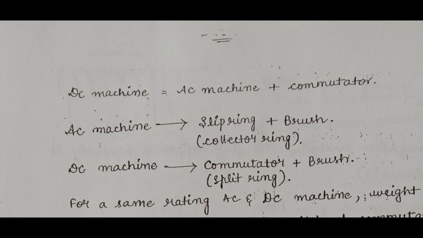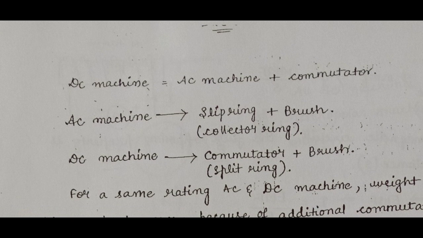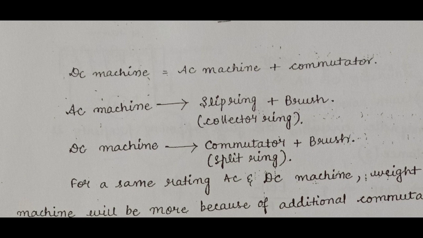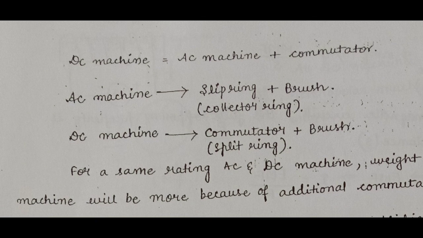DC machine. Topic is DC machine. This is the first class in DC machine. A DC machine is equal to an AC machine plus a commutator. For an AC machine, if the extra commutator is added, then that machine is called a DC machine.